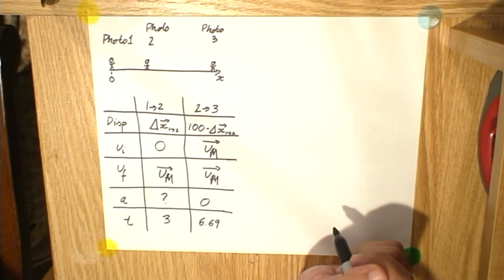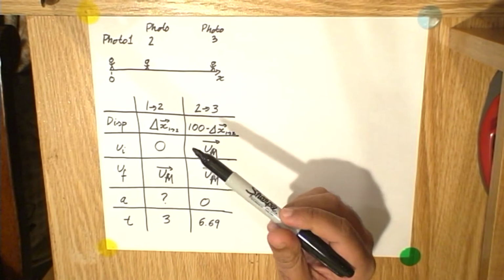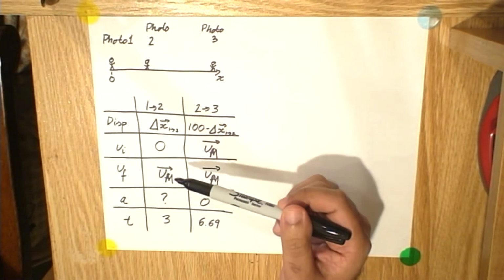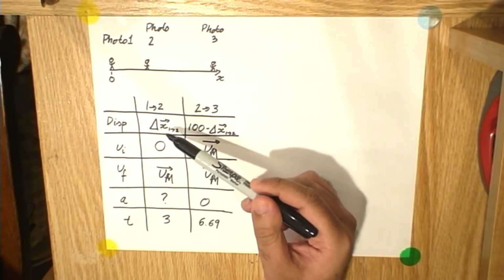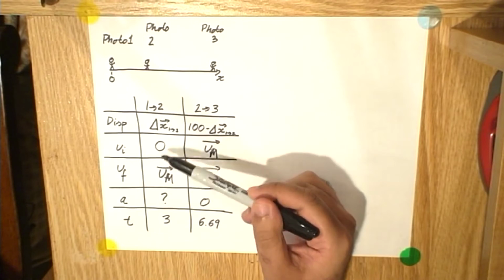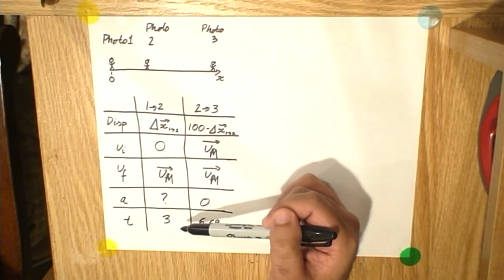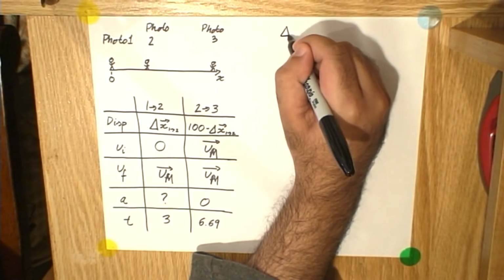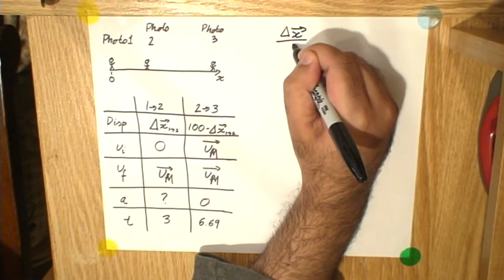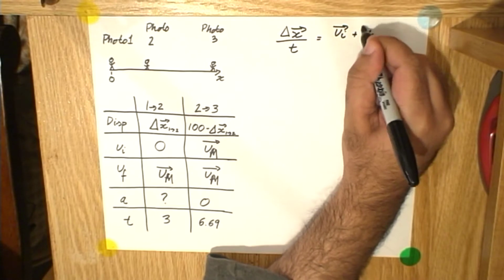So let us apply toolbox equation 3 to each one of these. The reason why I'm going with number 3 is because between 1 to 2 we don't know the acceleration, but I would like to set up a relationship between the displacement and the maximum velocity, and we can find the acceleration later on. So toolbox equation number 3 is the only one that doesn't use the acceleration. Toolbox equation 3 says that delta x divided by time is equal to V initial plus V final over 2.